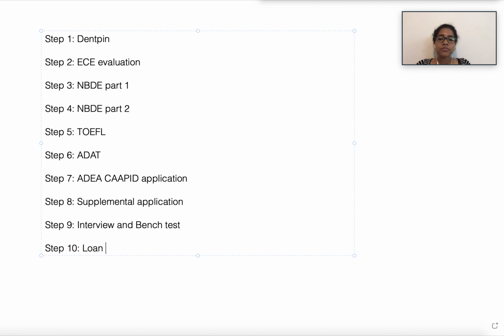Step 10 is hoping that after the interview is done, the bench test is done, everything is done, oh, all awesome, you got into some college, and then the loan process. You got into the college, but what do we do about the loan process? Because we have to pay so many hundreds and thousands of dollars. So that would be step 10, about seeing what the loan process is.